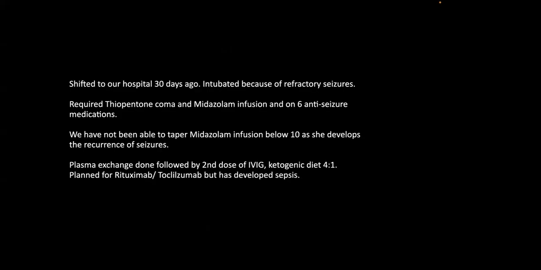So this is the interval course. We started phenobarbital coma and midazolam infusion. We have been able to achieve burst suppression and stopped phenobarbital, but whenever we try to taper midazolam below 10 or 12, she again has multiple seizures. She has received 1 course of methylprednisolone, 2 doses of IVIG, and 1 plasma exchange was done. She's receiving ketogenic diet at 4:1 along with 6 anti-seizure medications, which are at their maximum doses.